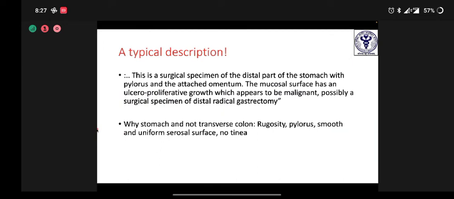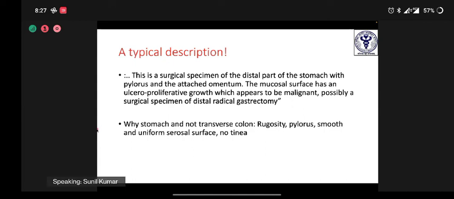So I like to just finish that with a typical description. This is just a representative. You can make it better also. I just tried to put it for you. And this is how it goes: this is a surgical specimen of the distal part of the stomach with pylorus and the attached omentum. The mucosal surface has an ulceroproliferative growth which appears to be malignant, probably a surgical specimen of distal radical gastrectomy operation.